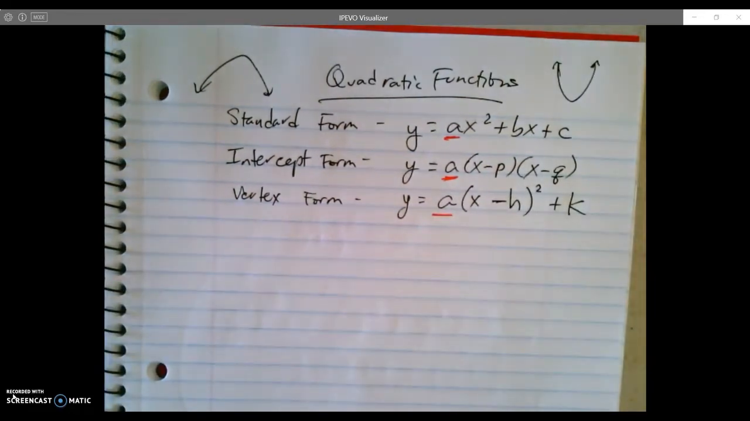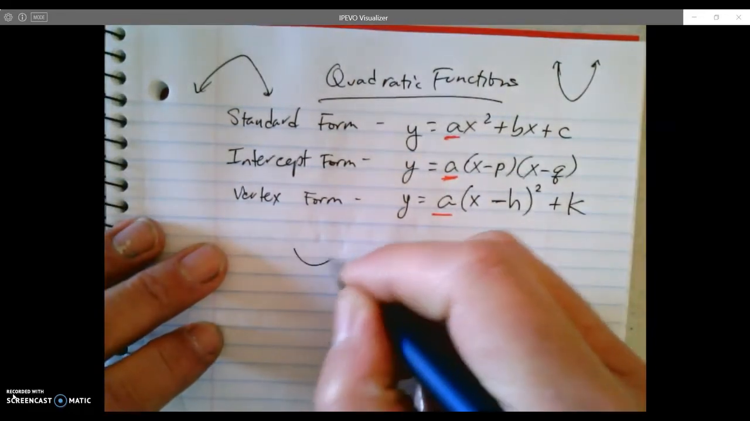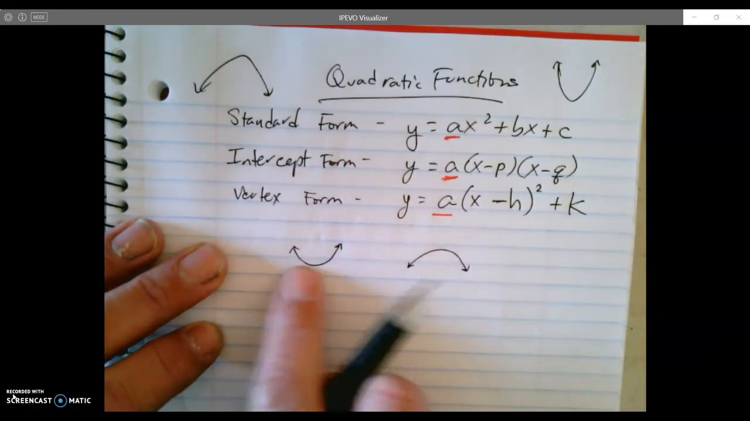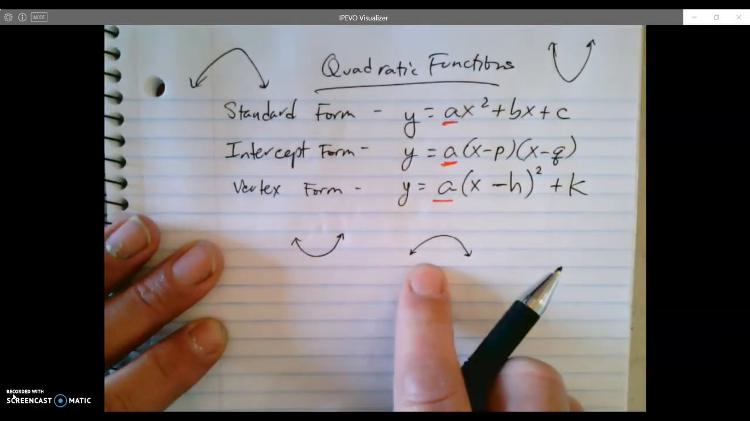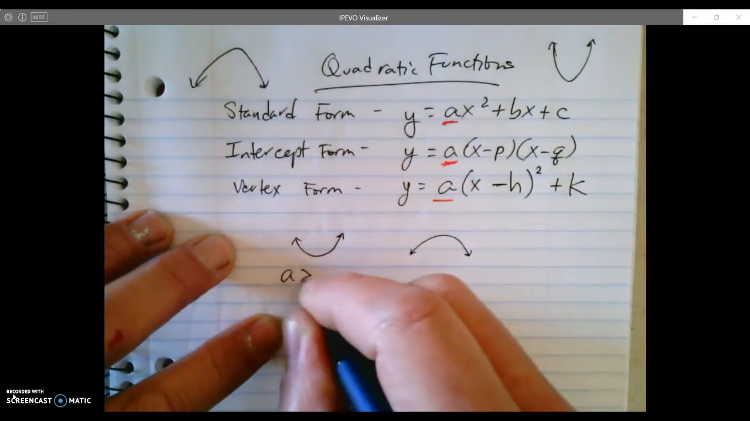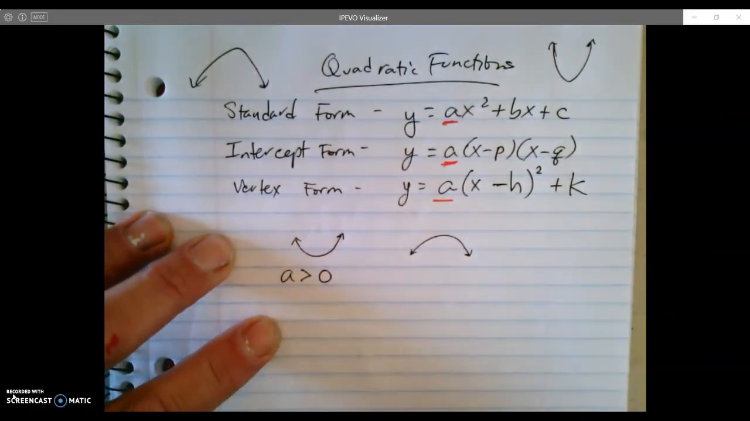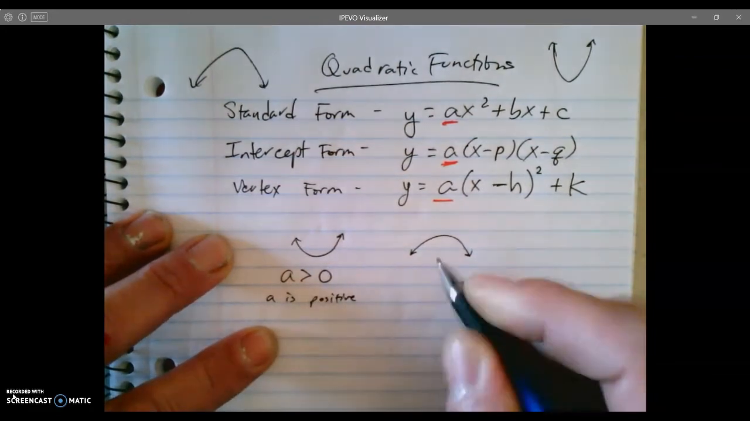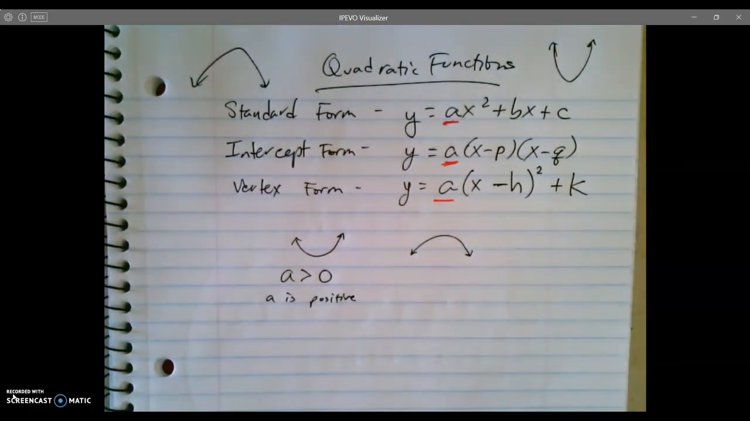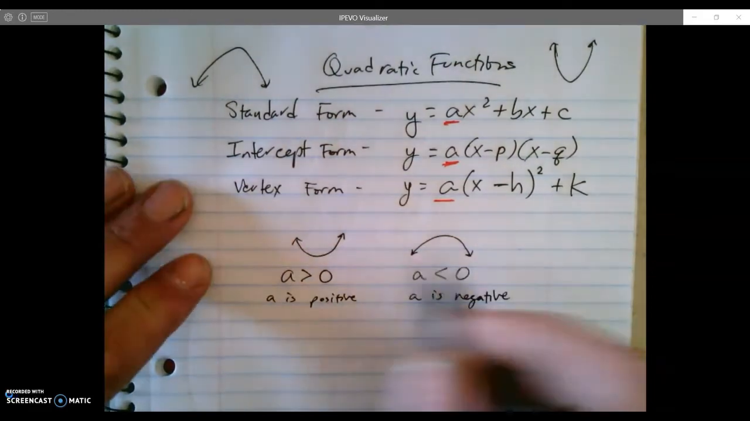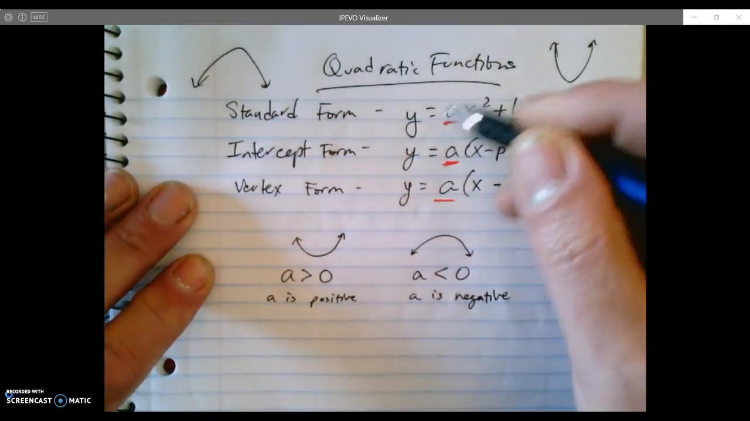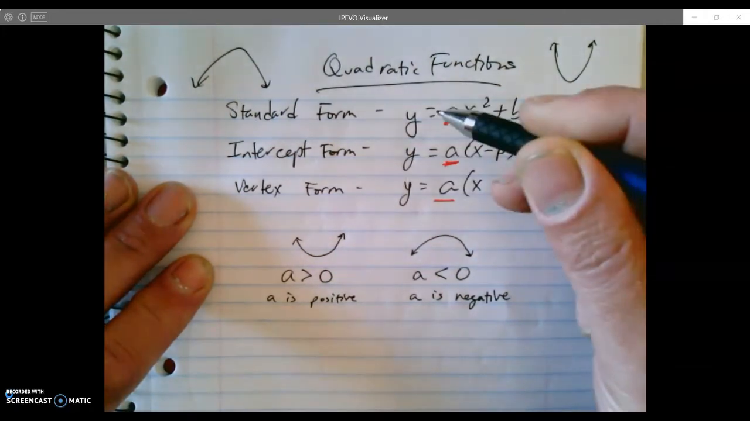And just a reminder, A controls whether it opens up or down. So we call this opening up, this one opening down. This is when A is positive or greater than 0. And this one is when A is negative or less than 0. So that's important. Generally we'll know the shape of it based on whether it's positive or negative just by looking at the front number.